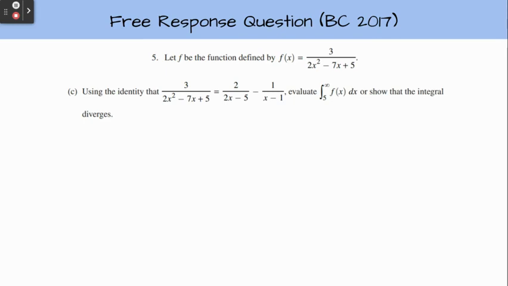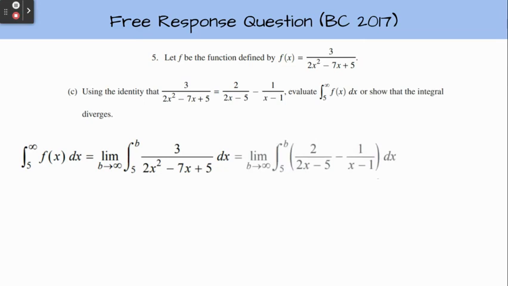But since this is an FRQ and they actually grade your work, you have to remember to put the limit in front. So limit as b approaches infinity from 5 to b of f of x dx. So you start with the integral from 5 to infinity of f of x dx, and then you put the limit in front. And so f of x from up top equals 3 over 2x squared minus 7x plus 5. And then since they gave you that equals 2 over 2x minus 5 minus 1 over x minus 1, you're just going to plug that in. So there you go.